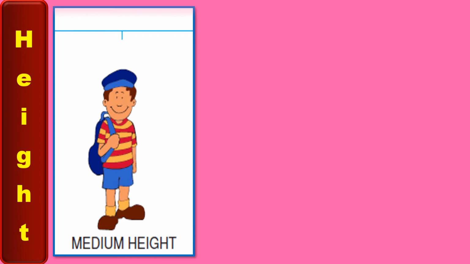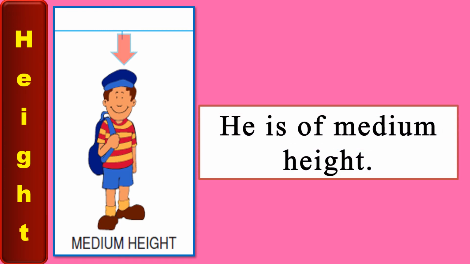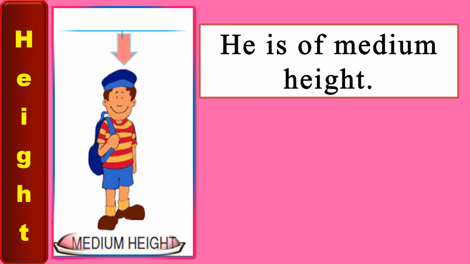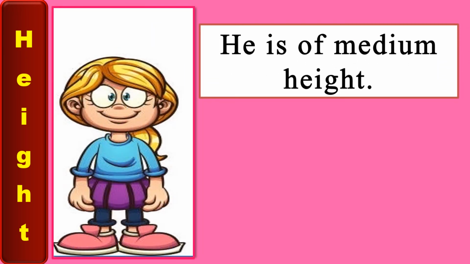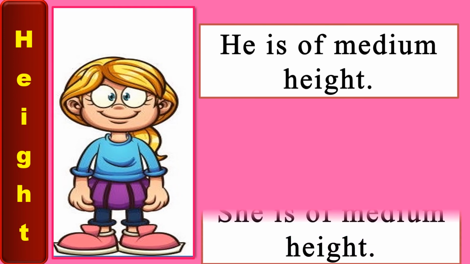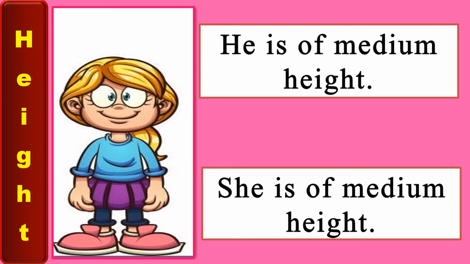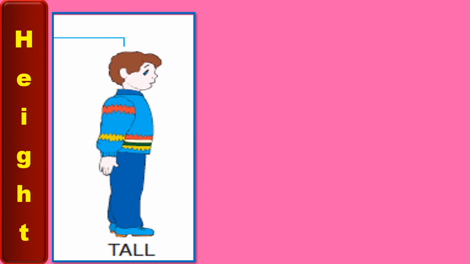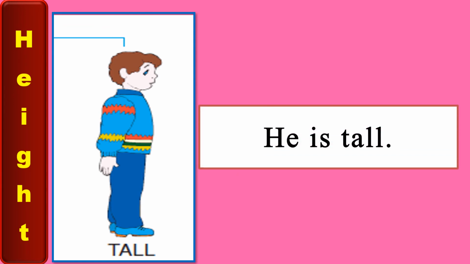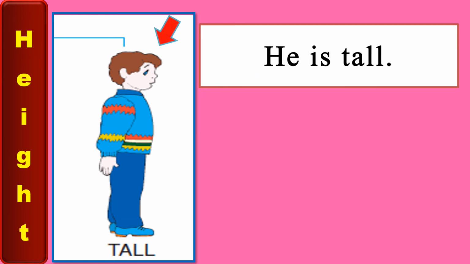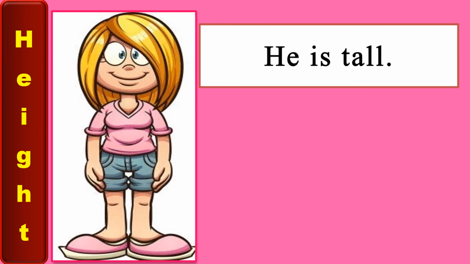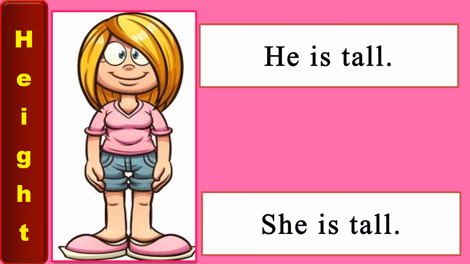Next would be, how about this boy? We can say that he is of medium height. Next picture would be this girl. We can say that she is of medium height. Next, you have this boy. So if we're going to describe him, we will say he is tall. How about this girl? We can say that she is tall.